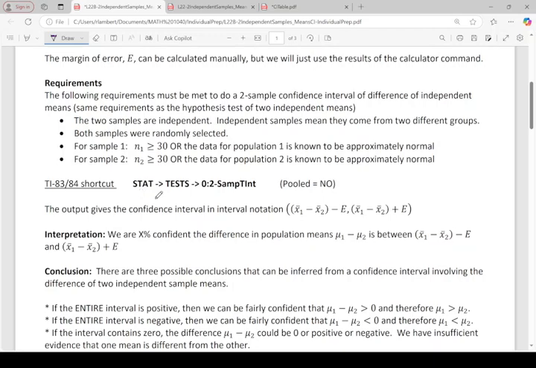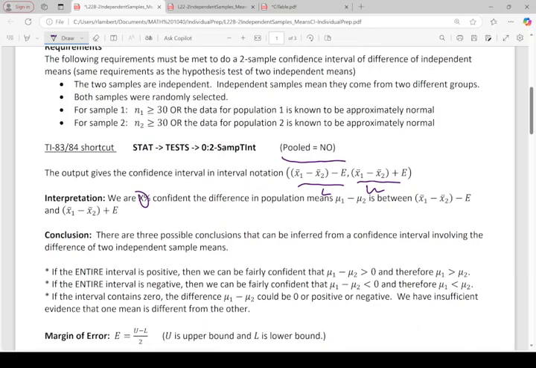We'll run this command stat test to samp tint, and just like our hypothesis test, we'll choose pooled to be no, and it's going to give us two values. It's going to give us basically the lower bound and the upper bound. And then we can interpret that by saying we're X% confident the difference in population means mu1 minus mu2 is between the lower bound and the upper bound. Of course, X is going to be 95 or 99 or 90, depending on the scenario.